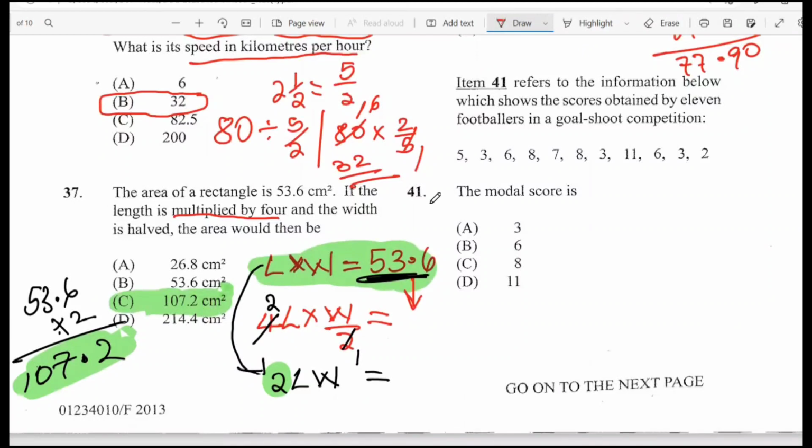Item 41 refers to the information below, which shows the scores obtained by 11 footballers in a goal shoot competition. The modal score. The mode refers to the most frequently occurred data. In this context, I'm seeing a 3, one more 3, one more 3. There's nothing else as competitive as it. I see 8, I see 6, but not. So 3 is the mode, occurs the most right there.